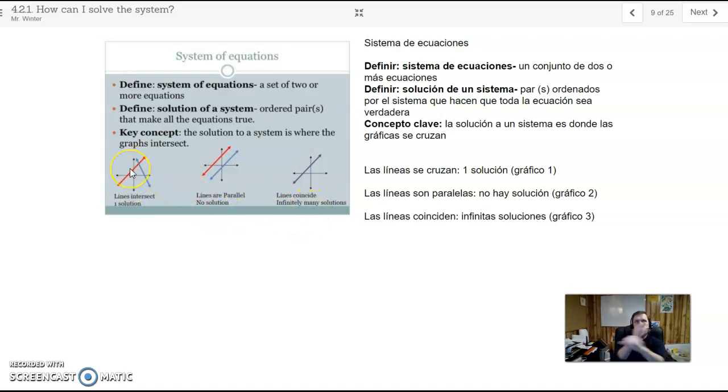When they intersect on a graph, that's one solution. When they're parallel, that's no solutions. And then finally, this is the red and blue line on top of each other. It's purple. And that would mean infinitely many solutions because they're the same line, right?